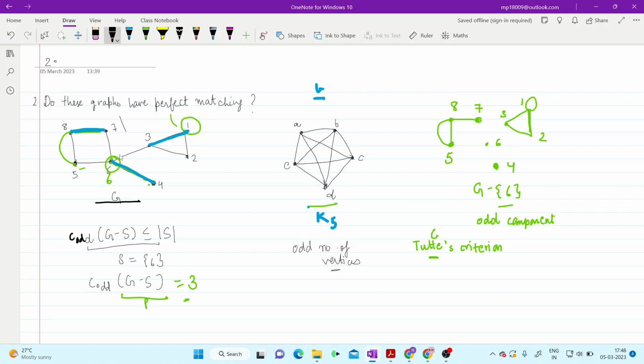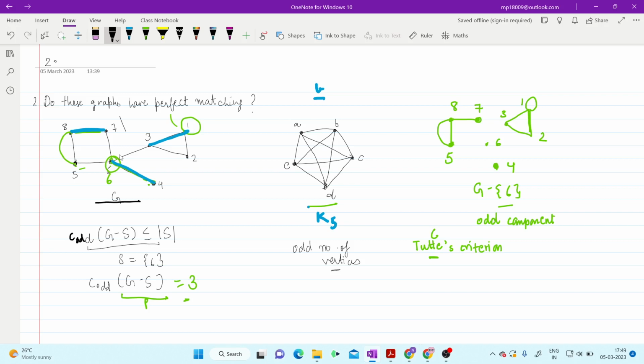Is this fine with everyone? This odd number of vertices criterion could be applied to our first example, but in the first example we have an even number of vertices, 8 vertices. So if a graph has an odd number of vertices, you don't have to check anything. You can directly say that this graph cannot have a perfect matching.